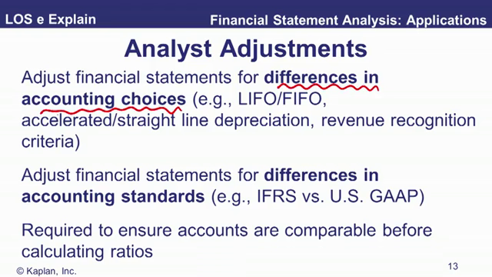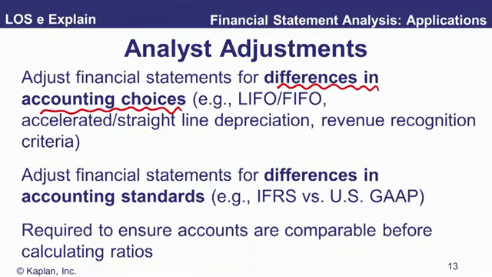LIFO versus FIFO we've got in the syllabus. We've got accelerated versus straight line depreciation. We've got our different revenue recognition methods, percentage of completion versus completed contract. We've got the different lease treatments, capital leases versus operating leases. Remember, this is the whole point of FRA here. We're not trying to turn you into bookkeepers. You're an analyst. You need to know how the accounts have been prepared because it affects the comparability of ratios between companies.